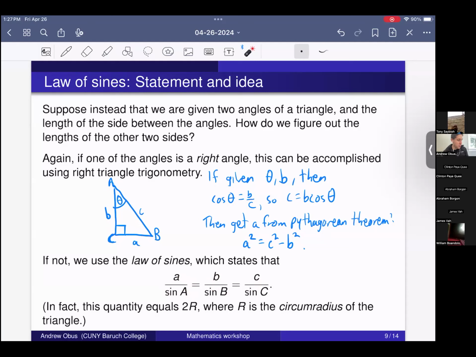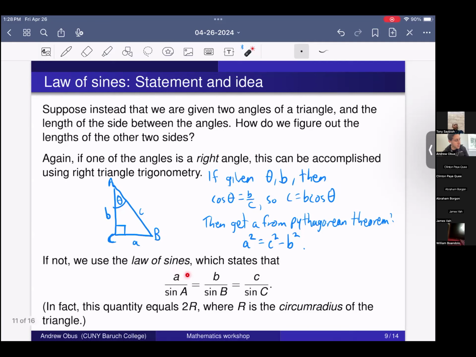And in fact, earlier on, we talked about circumscribing a circle around the polygon. This quantity is actually equal to 2 times the radius of the circumscribed circle. We won't really talk about that too much, but there is an actual quantity that these are all equal to. Just like the law of cosines, I'm going to prove the law of sines, which is not very hard. It's easier than the cosine law. And then we'll do an example and show how this works to solve a triangle.